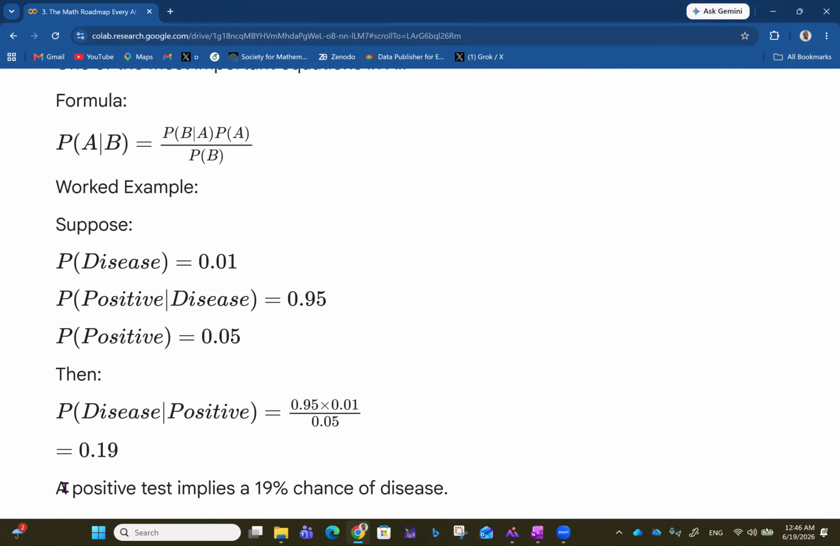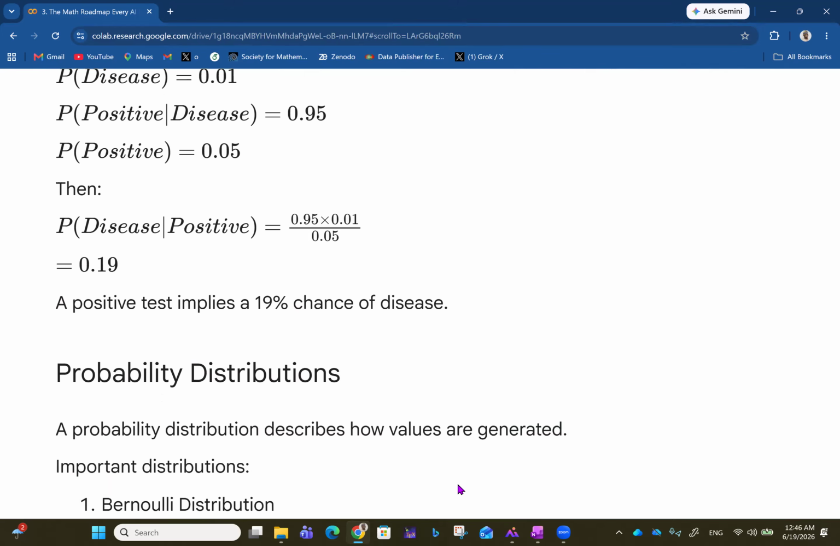So it means that a positive test implies a 19% chance of the disease. So the fact that somebody even tests positive does not guarantee that the disease is there, right? It only tells us that 19 out of 100 times the person actually has the disease when they test positive.